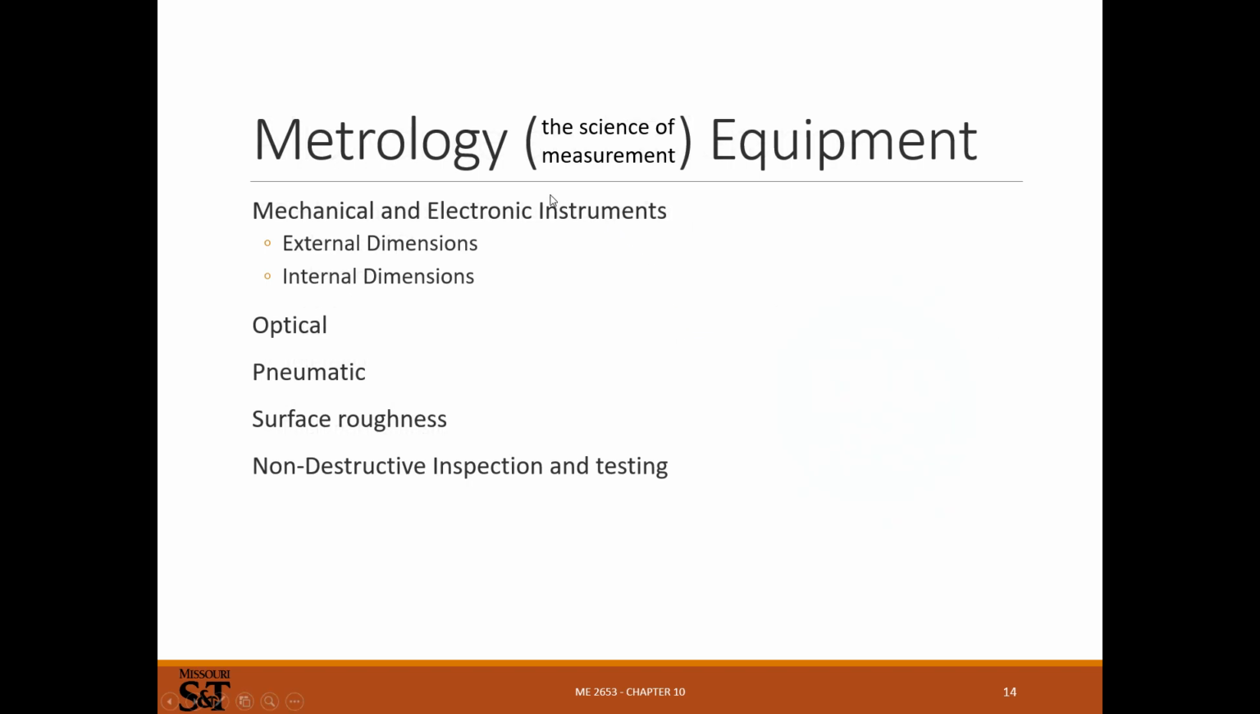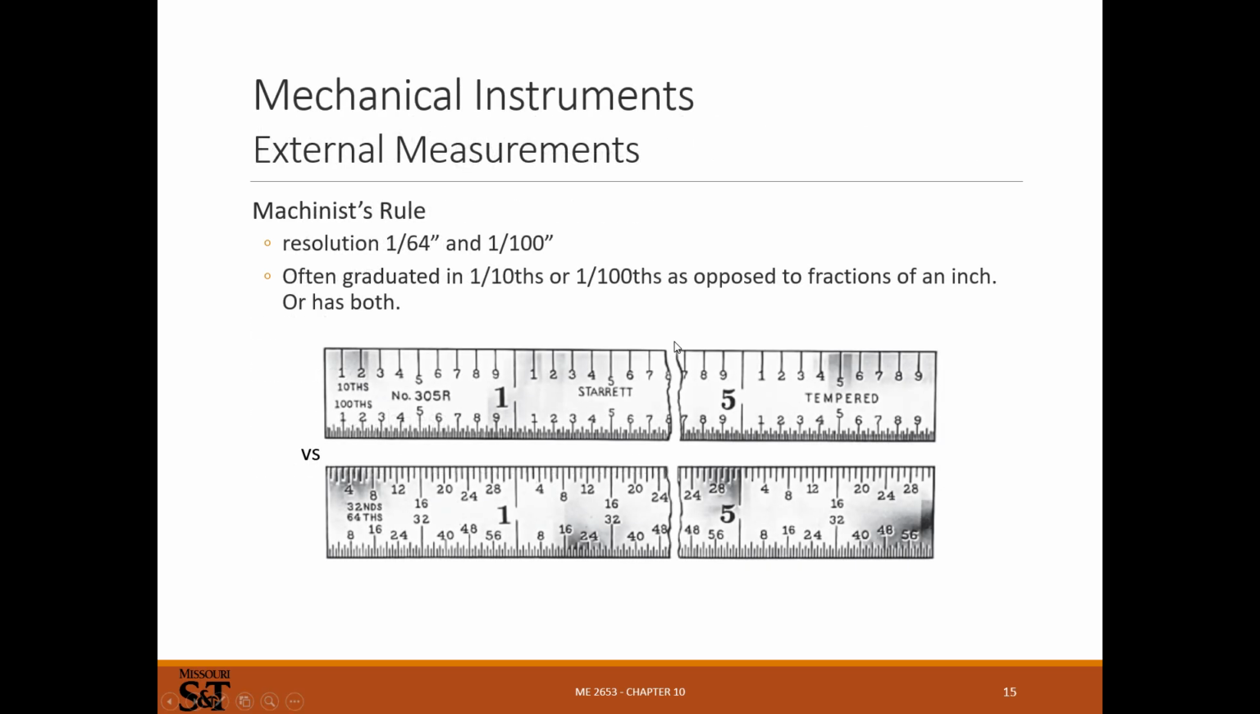Metrology, the science of measurement. Talk a little bit about, mainly about mechanical measurements today, internal and external dimensions. There's all sorts of other ways of measuring things, optical measurements, pneumatic, which I've never seen. I'll have a slide on that. But surface roughness, that's important too for calling out surface roughness and validating it. Non-destructive inspection and testing too. As far as mechanical measurements go, sort of the first thing you need is a machinist rule, essentially a fancy ruler.